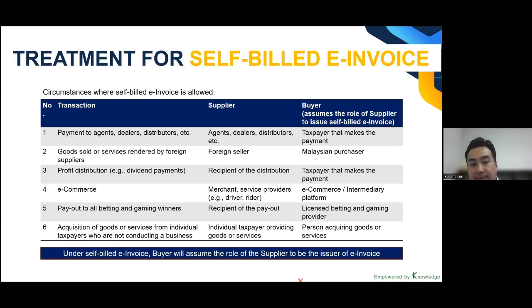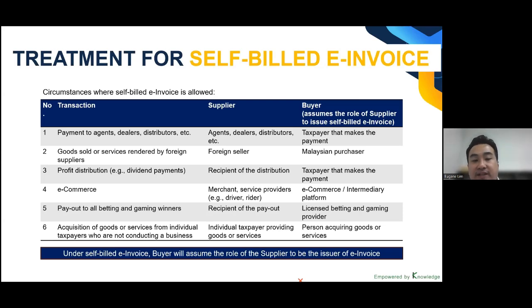So the second one is related to service or goods rendered by a foreign supplier. When you buy something from overseas or have a service from overseas, for example Netflix, Facebook advertisement, Google Space, you need to prepare the self-bill e-invoice to prove these expenses.